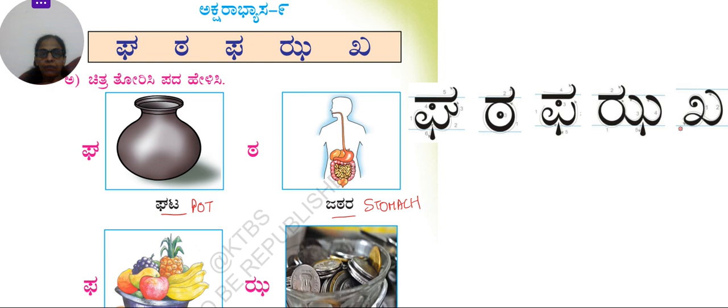So the first one, this alphabet, it is Gh. So we have already seen G. This is G and this alphabet will be the next. G, G. So you will pronounce this as G.